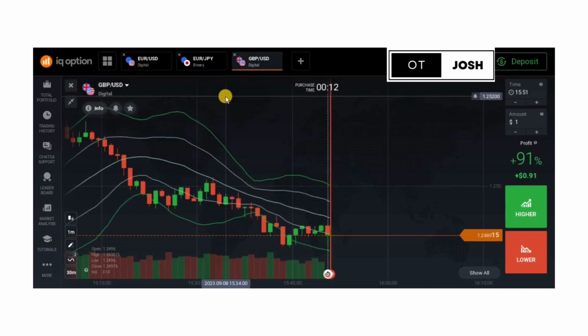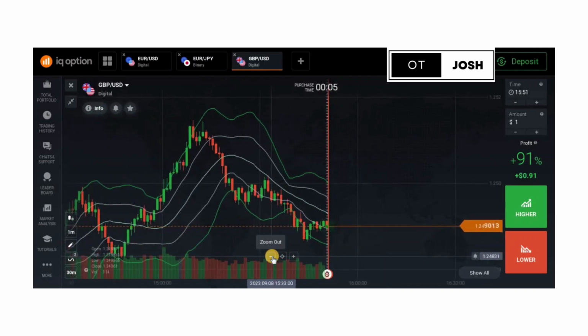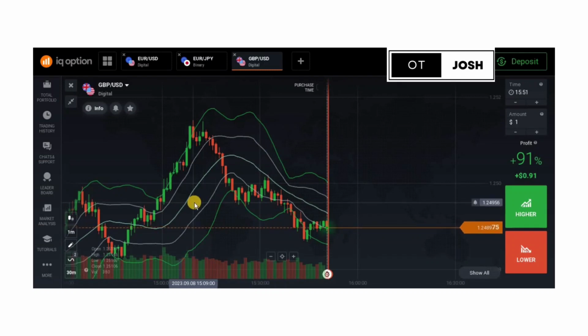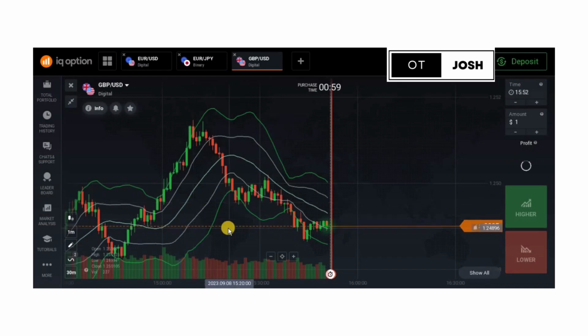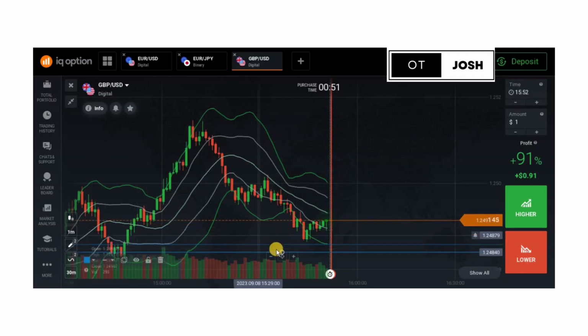I am OT Josh. In this video I want to share a trading strategy based on supply and demand zones. All we have to do is wait for price to get to these zones of demand and supply, and we look for our opportunities there. It's a trading strategy that is highly profitable. All you need to know is how to identify these zones. So I'm going to show you these zones.